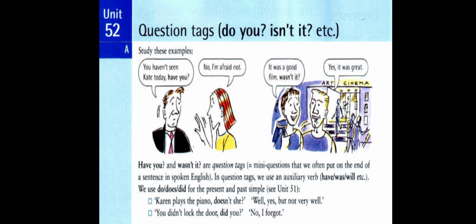Here we have in part A examples. Study these examples. You haven't seen Kate today. And we have a comma. So here haven't is negative in the statement, so the question tag must be positive. We use have you and the question mark. The answer comes from the other person: No, I am afraid not.